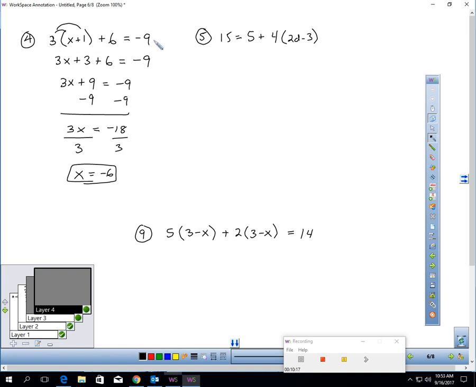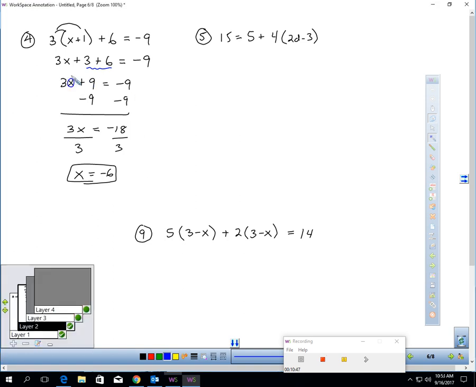You could have used the onion method, but I distributed first. So I'm simplifying 3 times x and 3 times 1. You can see here, I have 3x plus 3 plus the 6 equals negative 9. Now combine your like terms. 3 and 6, I meant to say, combine and give you 9. So now I have 3x plus 9 equals negative 9.